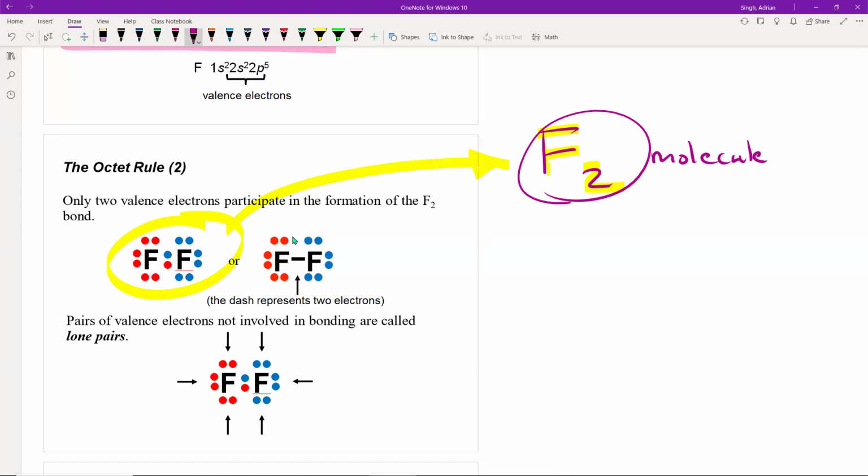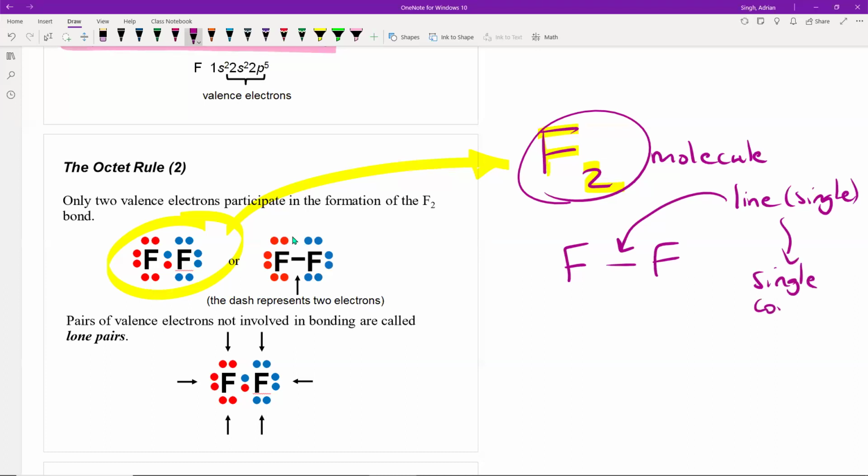When we share that pair of electrons between the fluorines, we represent that shared pair of electrons with a line, specifically a single line. That represents a single covalent bond. When you see that single line, it means that two electrons are shared.